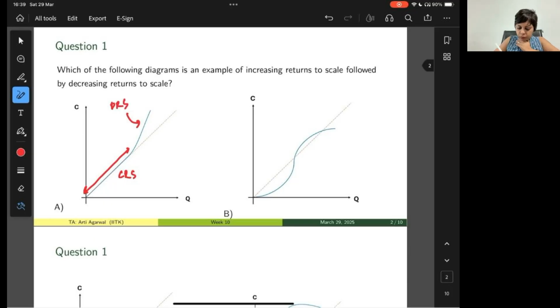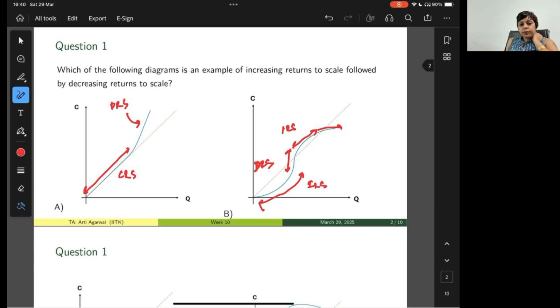Let's look at this one. This part is increasing returns to scale because it is flatter, right? This is increasing returns to scale. Then this part is steeper. It's much steeper than the constant returns to scale. So this is decreasing returns to scale. Then it again becomes flatter. This is again increasing, and then it almost flattens out to practically constant, or it's still increasing.